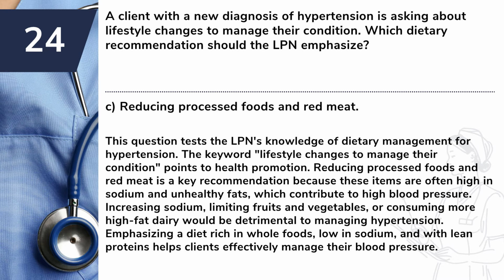Answer C. Reducing processed foods and red meat. This question tests the LPN's knowledge of dietary management for hypertension. The keyword lifestyle changes to manage their condition points to health promotion. Reducing processed foods and red meat is a key recommendation because these items are often high in sodium and unhealthy fats, which contribute to high blood pressure. Increasing sodium, limiting fruits and vegetables, or consuming more high-fat dairy would be detrimental to managing hypertension. Emphasizing a diet rich in whole foods, low in sodium, and with lean proteins helps clients effectively manage their blood pressure.